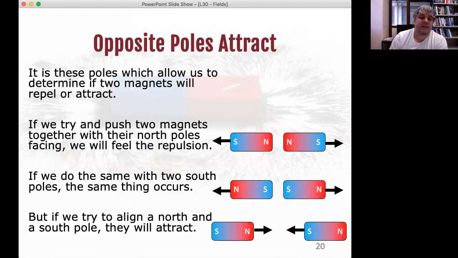And so that allows us to go back to what we were saying about repulsion and attraction, but define it in terms of these poles now. So we have a north pole and a south pole. If you try and push two north poles together, they'll repel. Two south poles, they'll repel, but a north and a south will attract. Again, just like we saw with electric charges. Two positives repel, two negatives repel, but a positive and a negative will attract. Same deal.